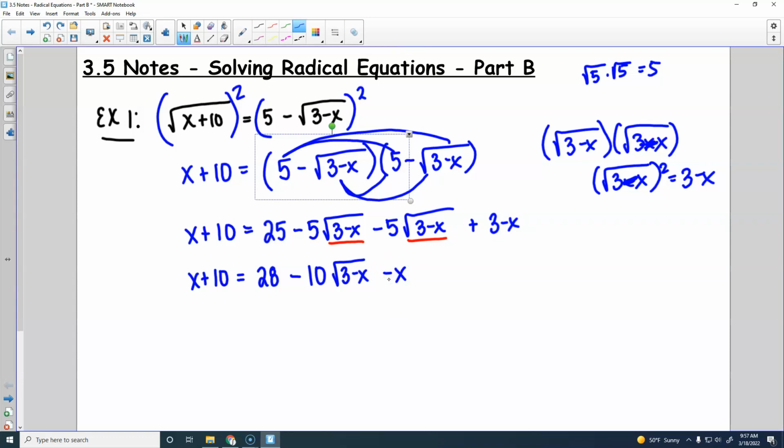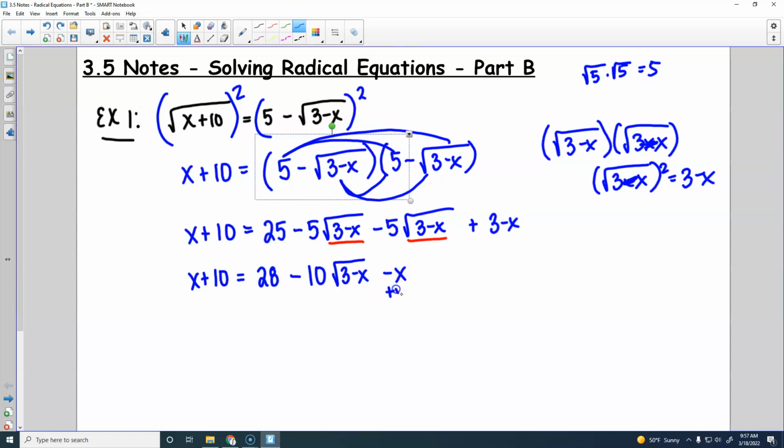So even though this looks horrible, it is a little bit better because we started the problem with 2 square roots and now we only have 1 square root. So we're headed in the right direction. What we want to try to do now is isolate that square root that's left and move everything else to the other side so we can square both sides again.